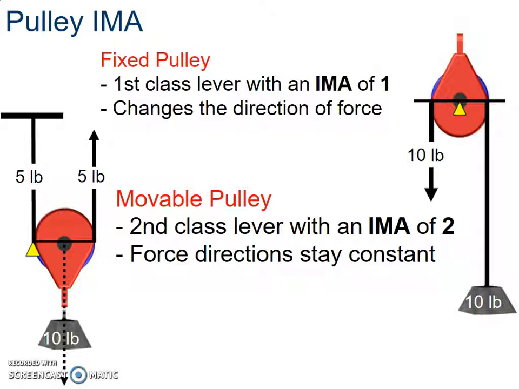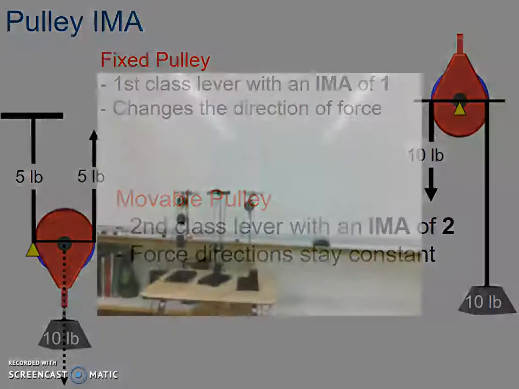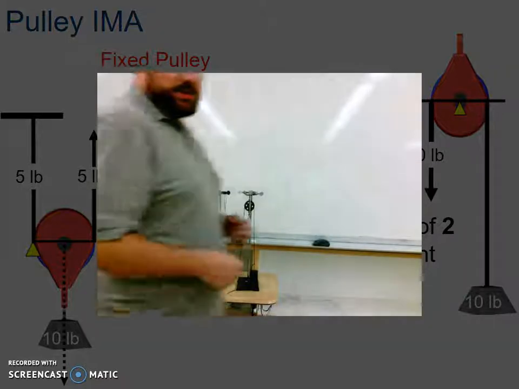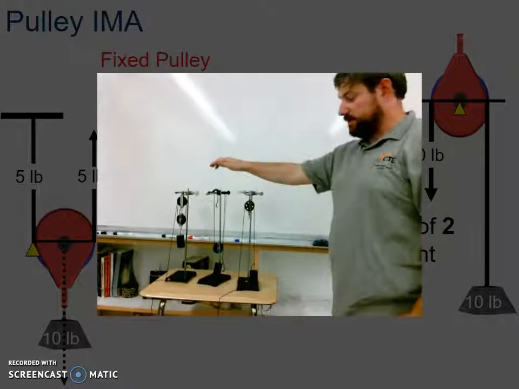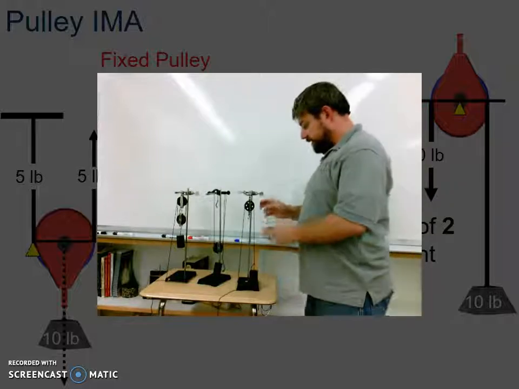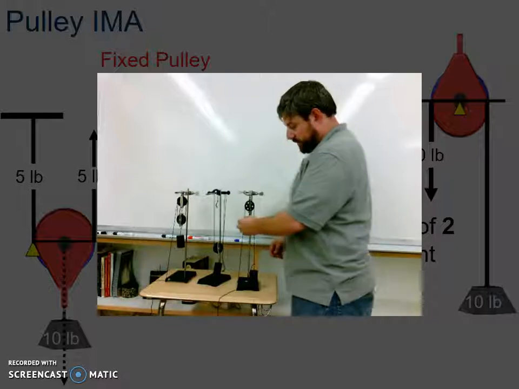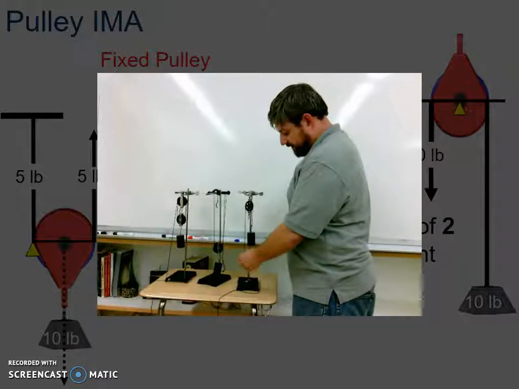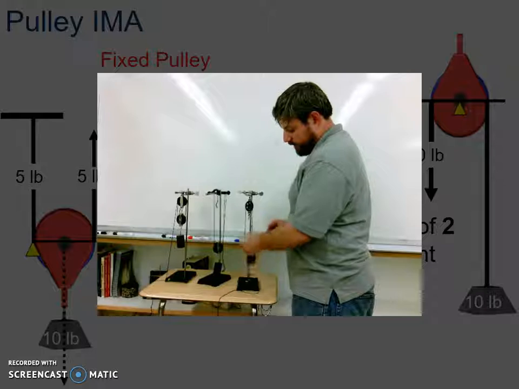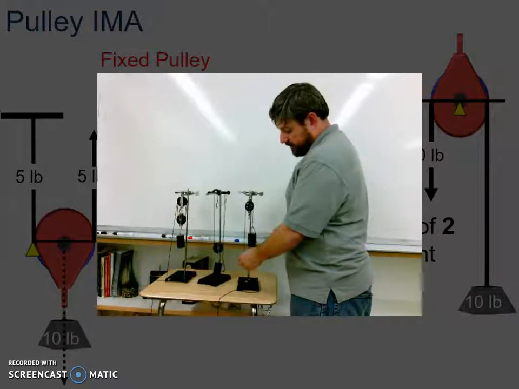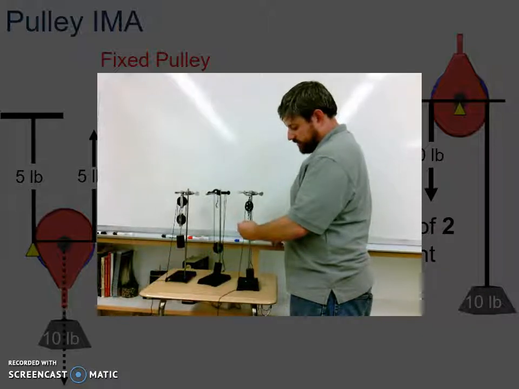So what we're going to do is shift over to actual real pulley systems. Here are three different pulley systems I have set up. The first one is the first non-movable fixed pulley. If I pull down on this string, this 500-gram weight moves up, but I have to pull down exactly the same amount of weight this is. This has no mechanical advantage. It's a mechanical advantage of 1.